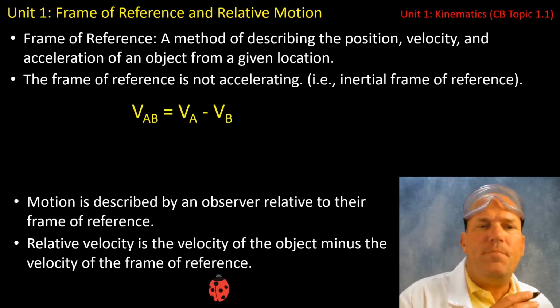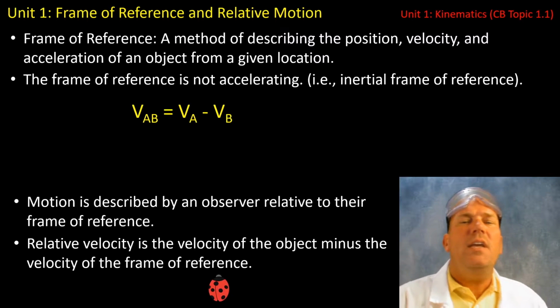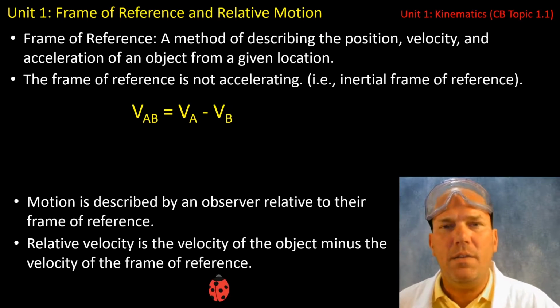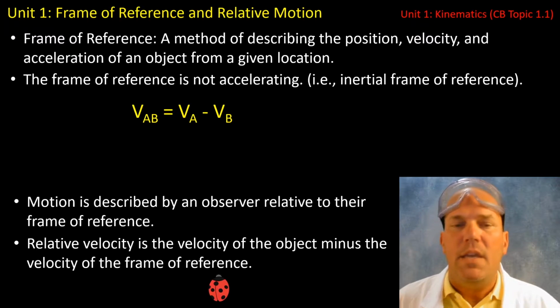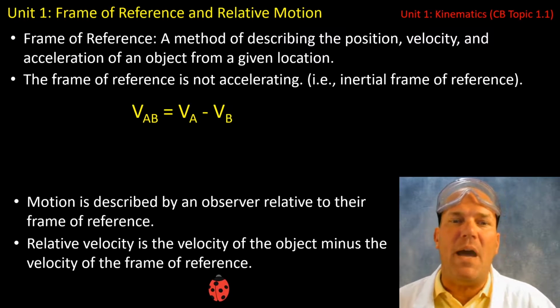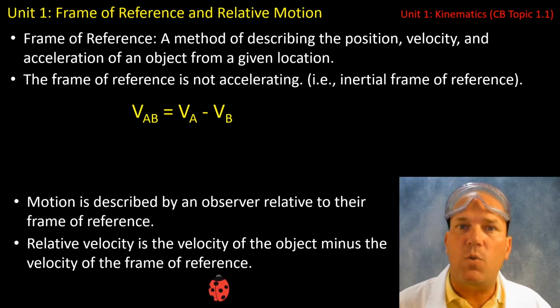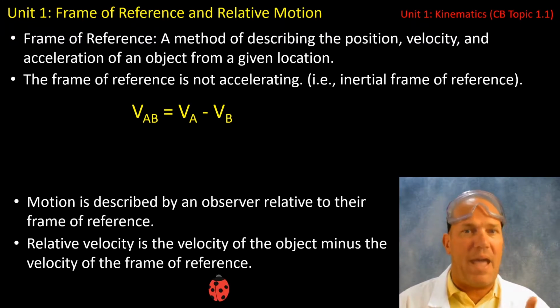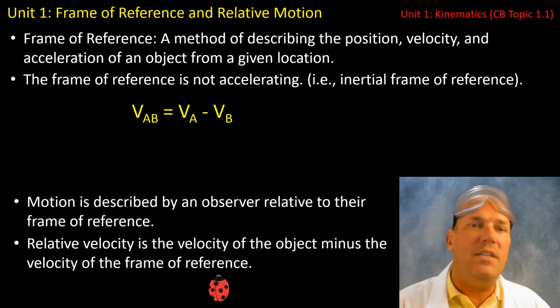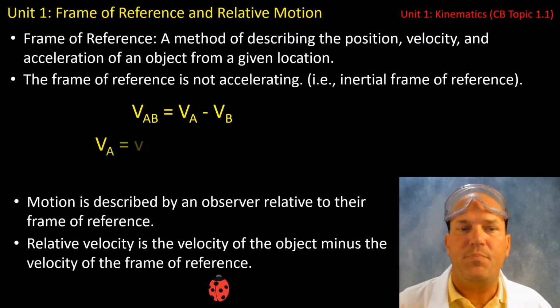And that would be that the velocity of object A relative to object B is equal to the velocity of A minus the velocity of B. And we are talking about vector quantities here, so both magnitude and direction need to be taken into consideration.